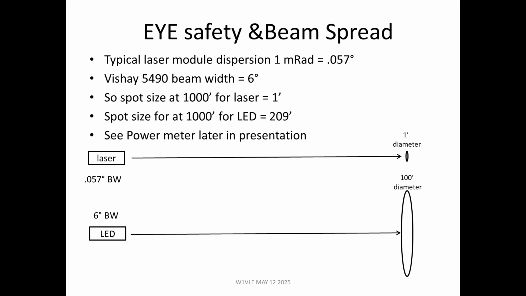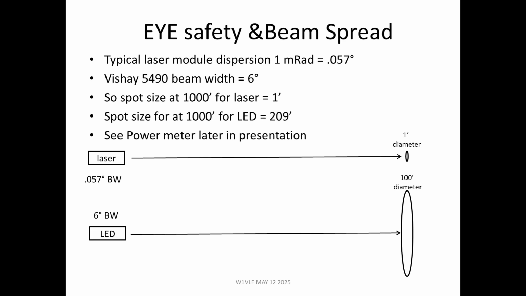To give you an idea, typical laser, and you think pointing a 1 degree receiver is bad. A typical little laser module you can buy out of China or wherever for $5, $10 has about a 1 milliradian dispersion. They don't call it beam width, they call it dispersion. And that dispersion, 1 milliradian, is about 0.057 degrees.